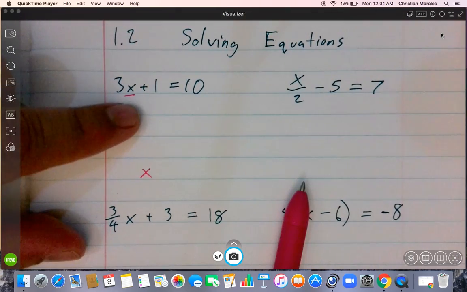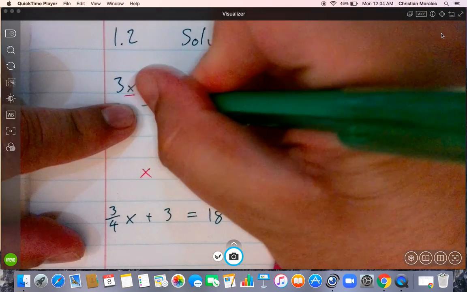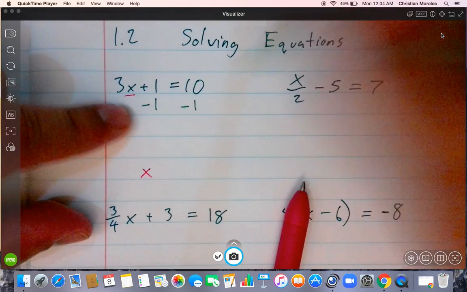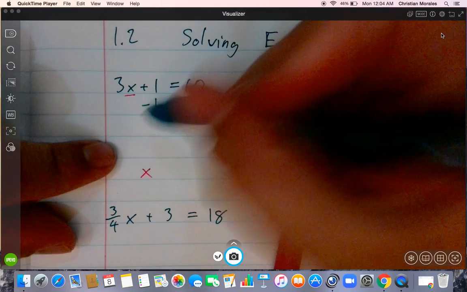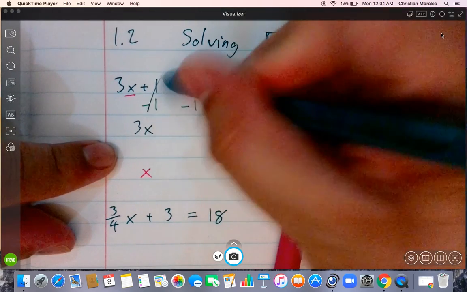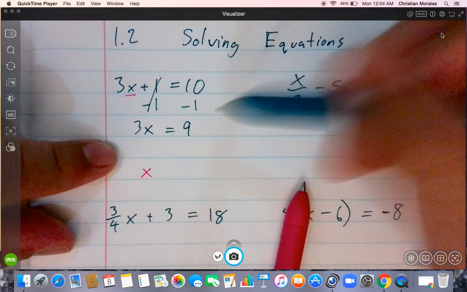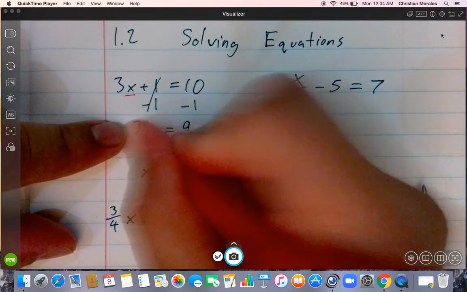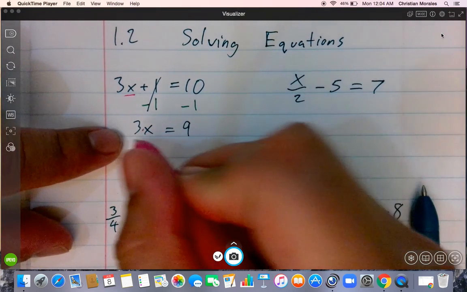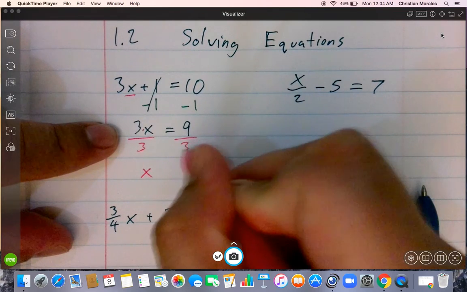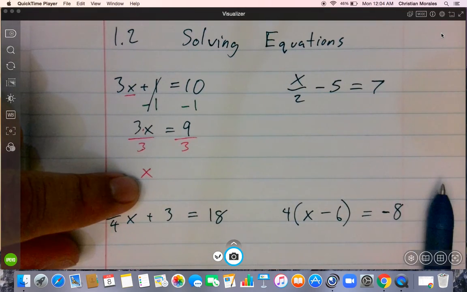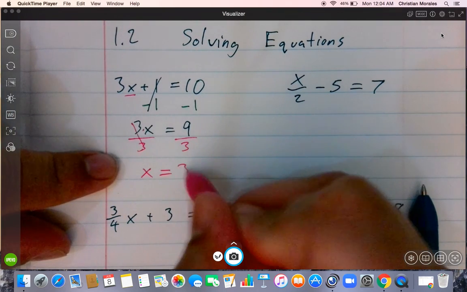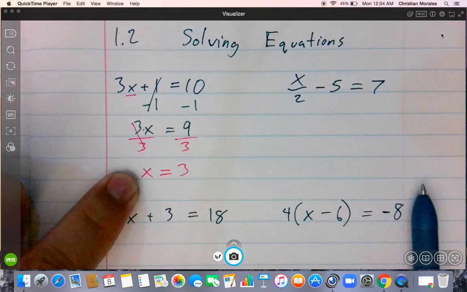So here, we're actually going to start with the 1. The inverse of adding 1 is subtracting 1. So we're going to subtract 1 from both sides. You're going to be left with 3x, the 1's cancel out, equals 9. Next, that 3 is not adding, that 3 is multiplying. So the inverse of multiplying is dividing. So we divide both sides by 3. x equals 9 divided by 3, and that's your answer, 3.